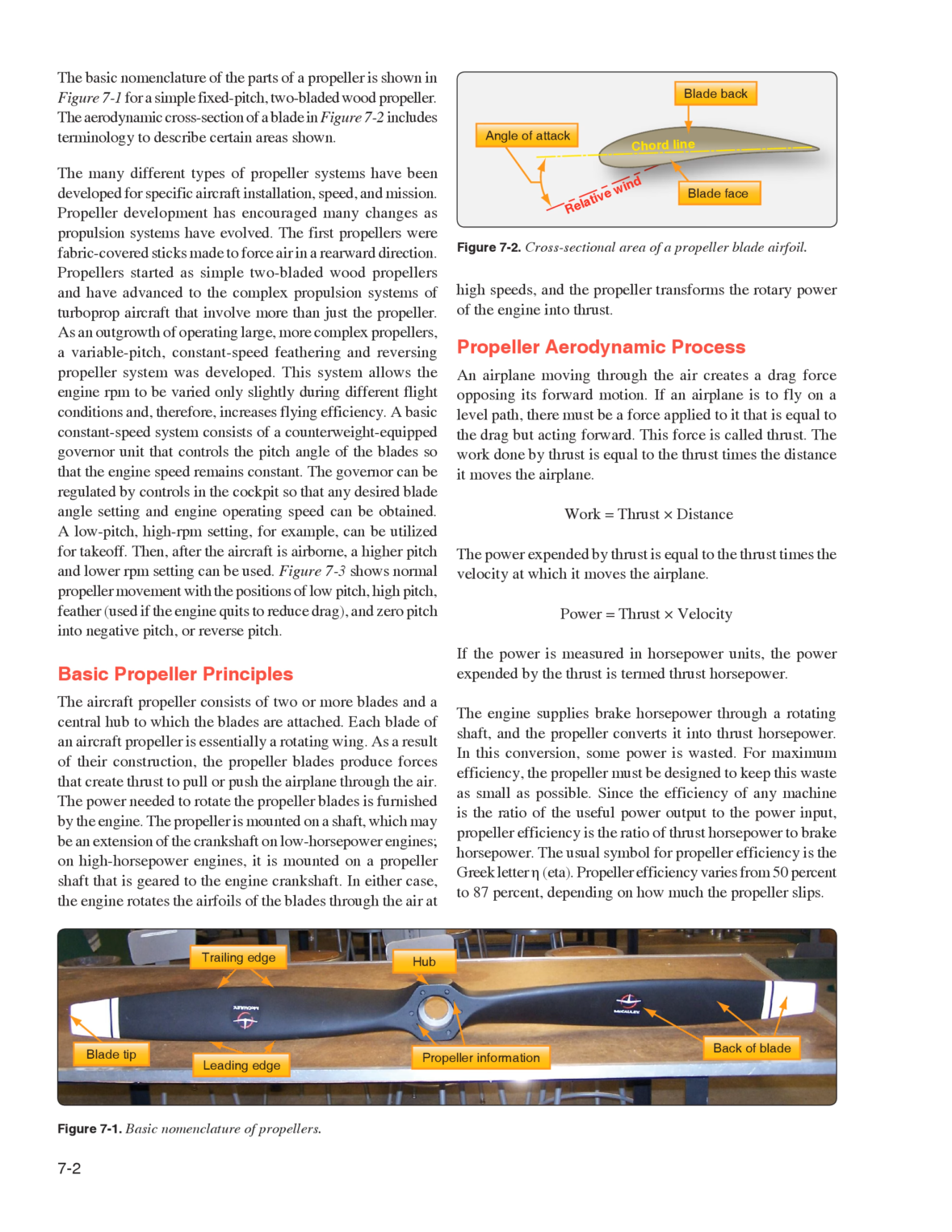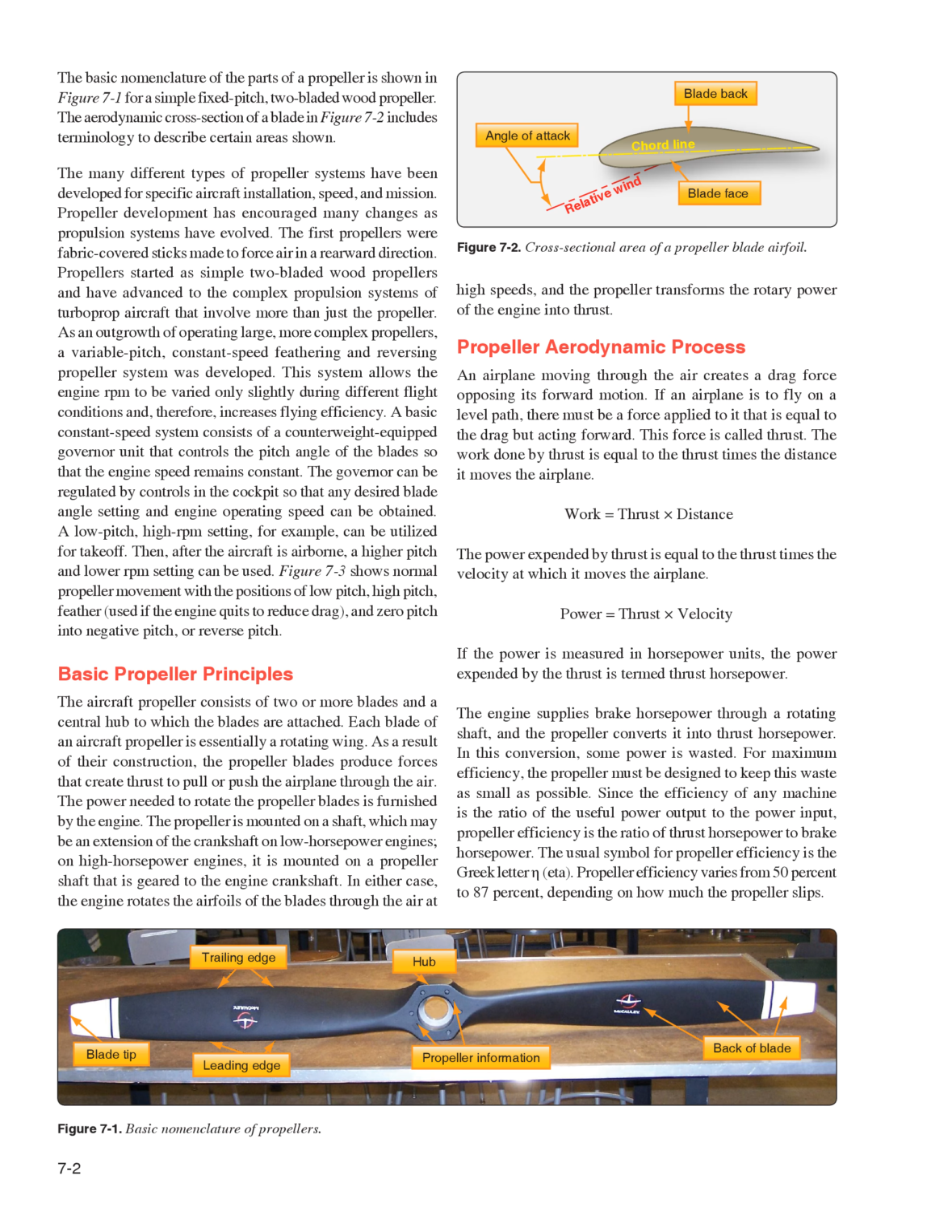Basic propeller principles. The aircraft propeller consists of two or more blades and a central hub to which the blades are attached. Each blade of an aircraft propeller is essentially a rotating wing. As a result of their construction, the propeller blades produce forces that create thrust to pull or push the airplane through the air. The power needed to rotate the propeller blades is furnished by the engine.